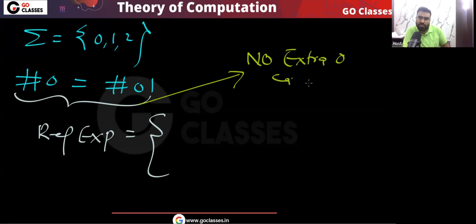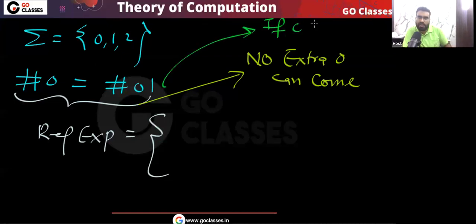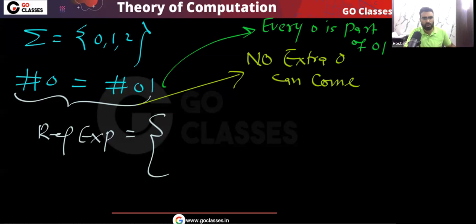No extra 0 can come. If 0 comes, then it is part of 1, 0. Yes or no? Correct. Every 0 is part of 1, 0. Can I say every 0 is a part of 0, 1? Every 0 is part of 0, 1.